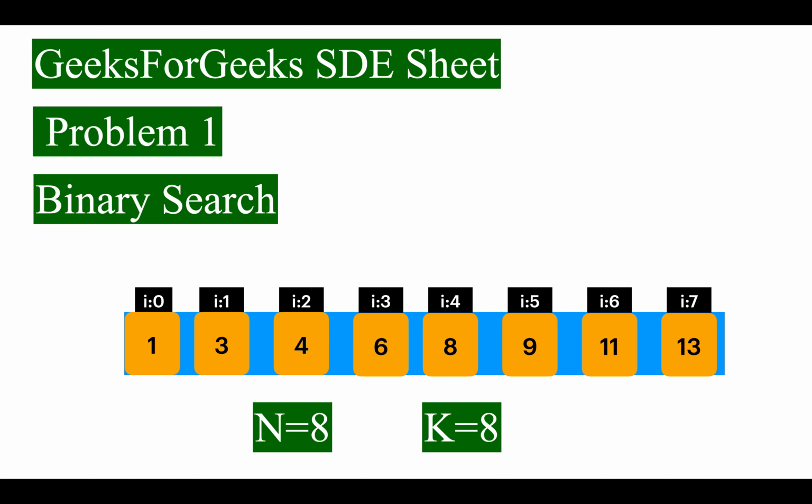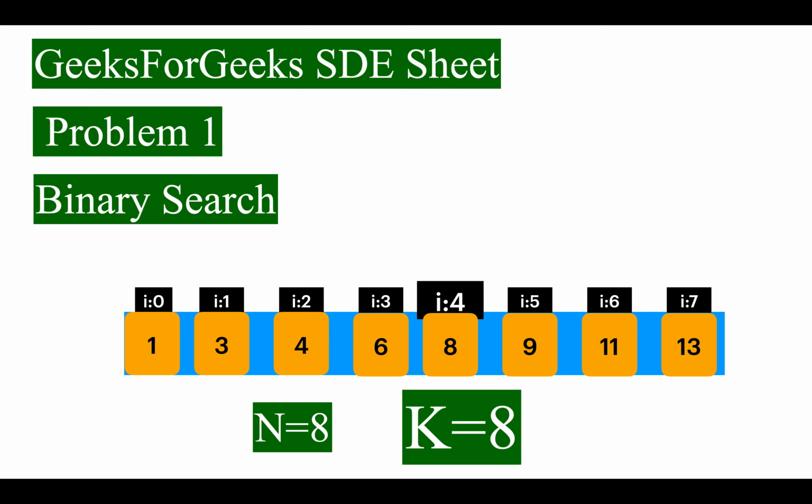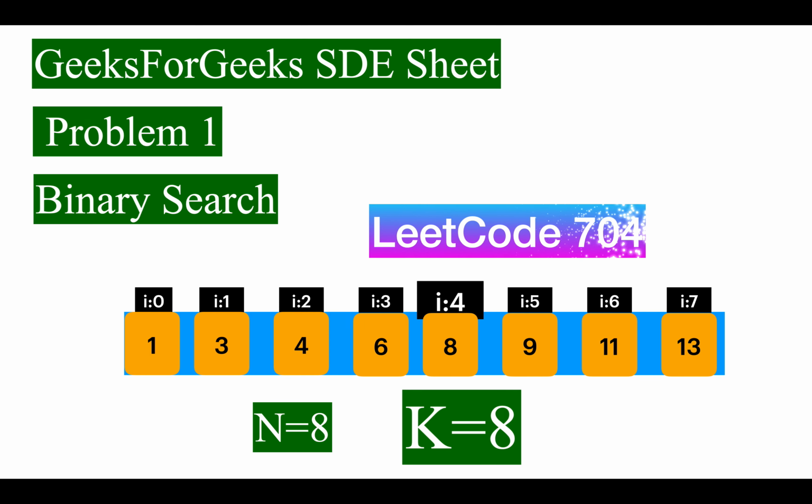In this video, we talk about how to perform binary search in a sorted array. The problem statement says you will be given a sorted array and the key. If the key is available, return the index number, otherwise return -1. The problem is also available in LeetCode.